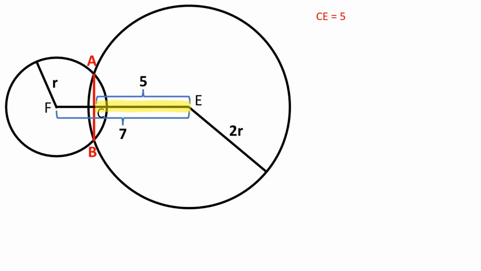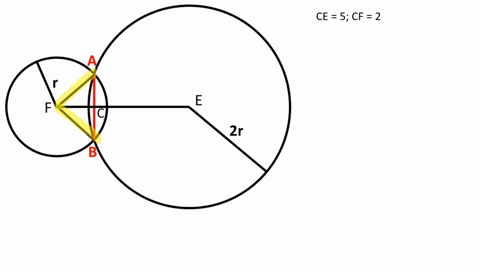CE is equal to 5, CF is equal to 2. Let's connect point F to points A and B. FA and FB are congruent and equal to R as radii of the smaller circle. Let's connect point E to points A and B. EA and EB are congruent and equal to 2R as radii of the larger circle.